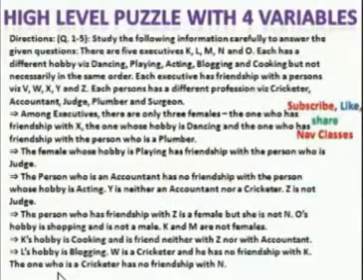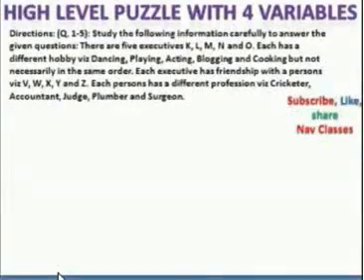Today we are going to discuss a high level puzzle with 4 variables. Let us see this puzzle. I recommend you take screenshots so that you will be able to get the question while we are solving it. The question is about 5 executives K, L, M, N and O, and each has different hobbies. There are 4 variables: their hobbies, their friendship with a person, and then the respective profession of those persons. So let's see how to solve such questions.